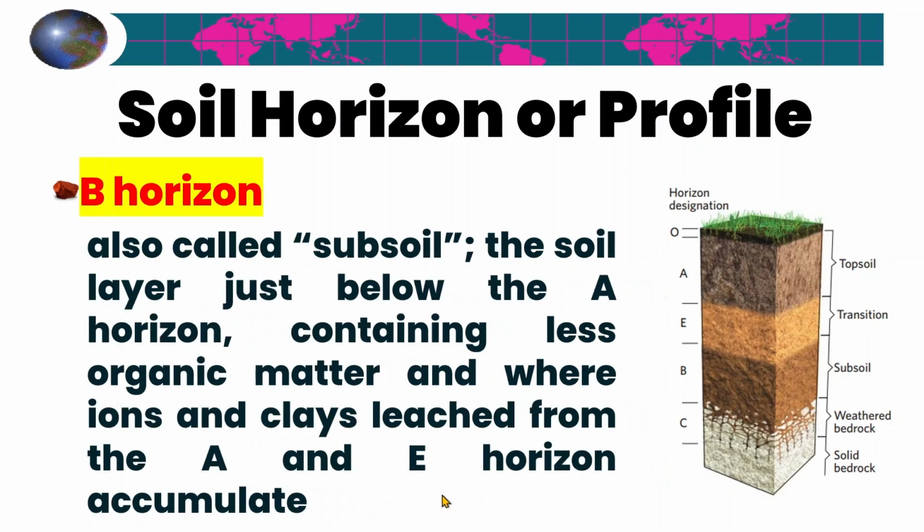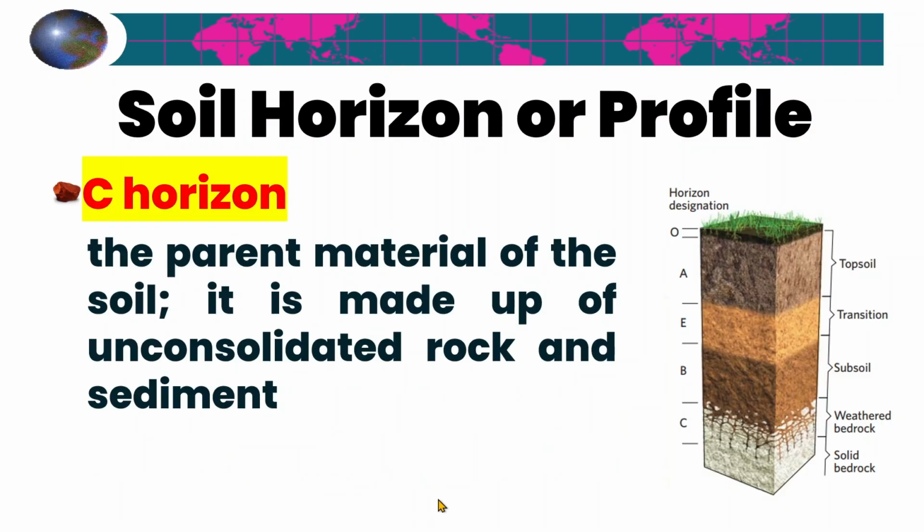Below is the B horizon. It's also called the subsoil. It lies just below the A horizon and contains less organic matter, where ions and clays leached from the A and the E horizon accumulate. Next, we'll move deeper to the C horizon. The C horizon is known as the parent material of the soil. It's made up of loose or partially broken rock and sediment.